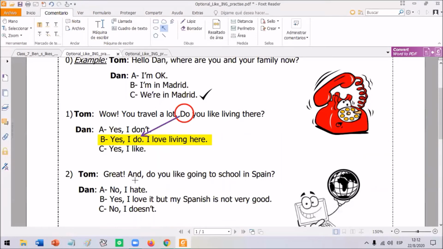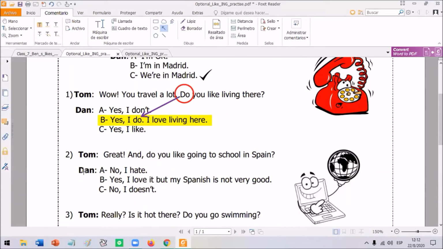Great. And do you like going to school in Spain? No, I hate. Yes, I love it, but my Spanish is not very good. No, I doesn't. Ok, now, what is the correct option? Can you write it on the chat? Do you like going to school in Spain?